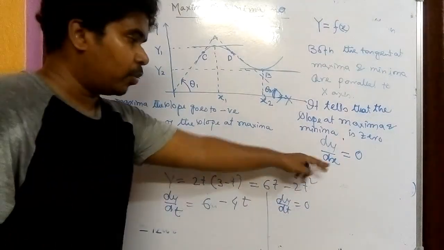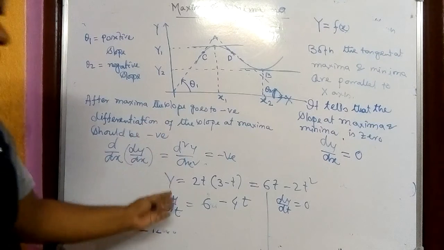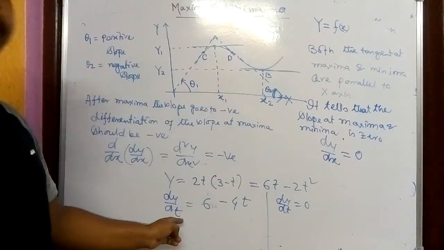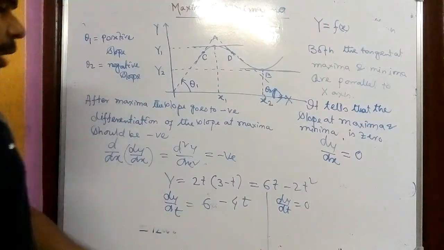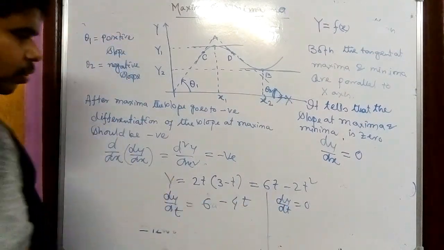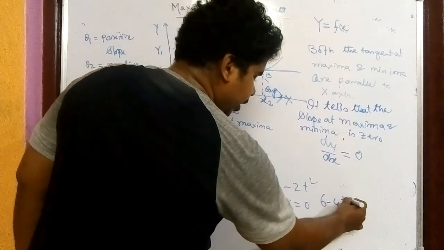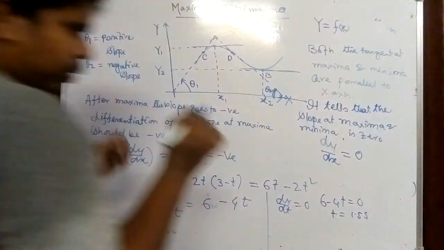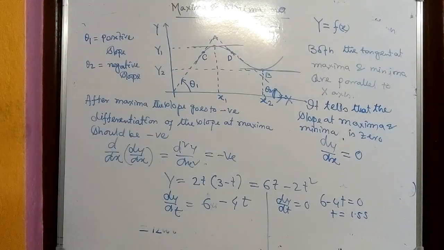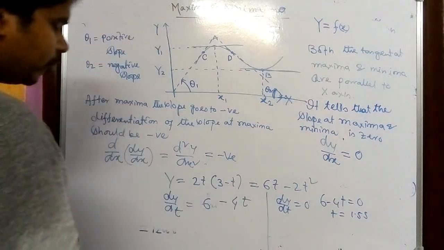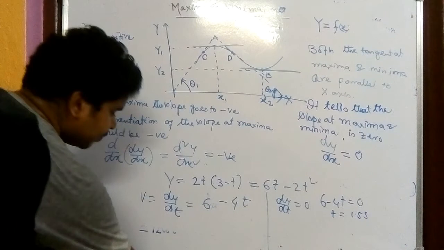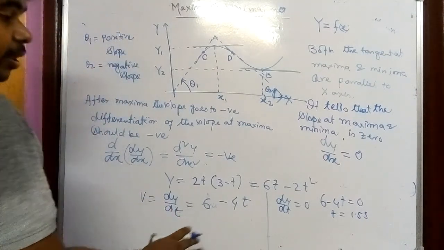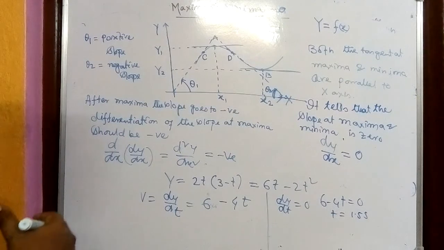Now you might be asking, sir, you have said x here, why is it t? Because here along the x-axis we have taken time. That's why it is dy by dt. So obviously 6 minus 4t equals 0, and here t equals 1.5 second. Now the confusion is whether at t equals 1.5 second we will get maxima or minima. As y equals 2t minus 3, it is basically the velocity. So whether the velocity is maxima or minima, how do we understand?